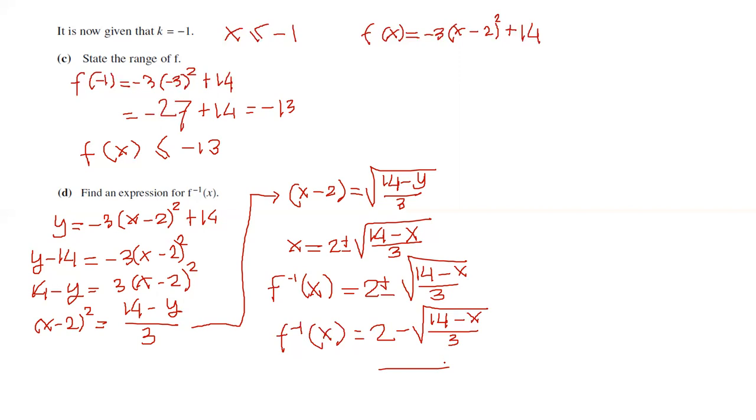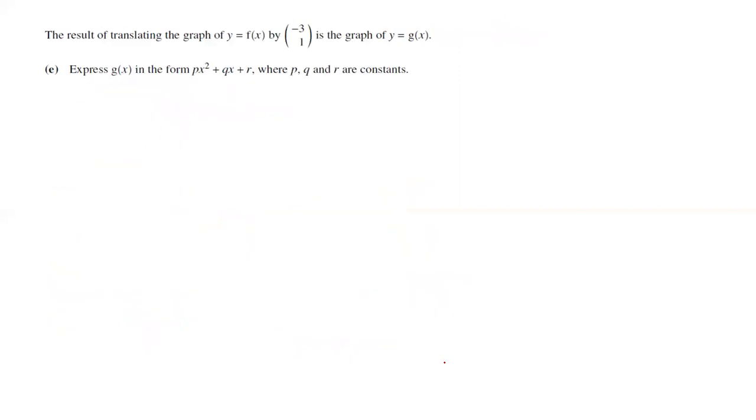Okay, next. The result of translating the graph of y equals f(x) by the translation vector (-3, 1) is the graph of y equals g(x). Express g(x) in the form px squared plus qx plus r, where p, q, and r are constants. So g(x) equals f(x plus 3) plus 1.